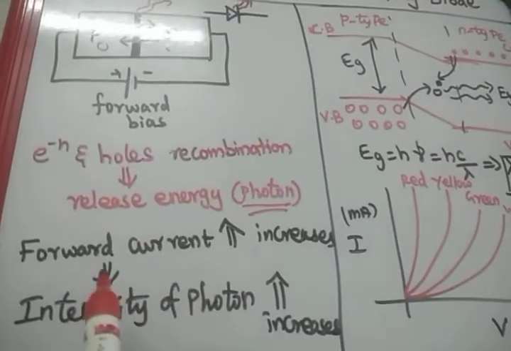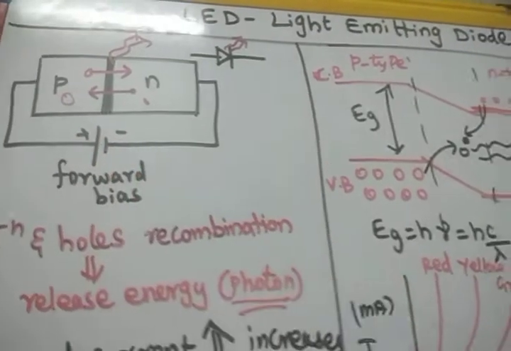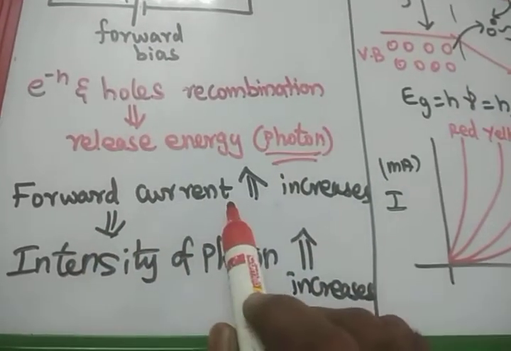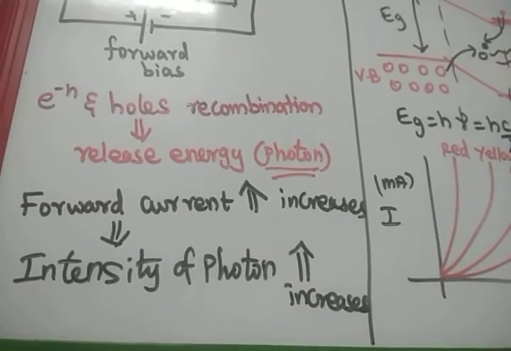So when the forward bias increases, what will happen? The forward current also increases. Whenever the forward current increases, the intensity of the photons also increases.